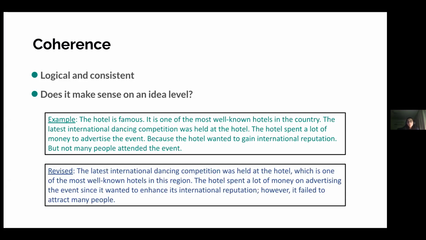So there are a few problems with this example as the phrases are quite short and don't quite make sense together. To fix this, we can revise the sentence into the latest international dancing competition was held at the hotel, which is one of the most well-known hotels in this region. The hotel spent a lot of money on advertising the event since it wanted to enhance its international reputation. However, it failed to attract many people. This revised sentence is much more logical and coherent to get the ideas across.